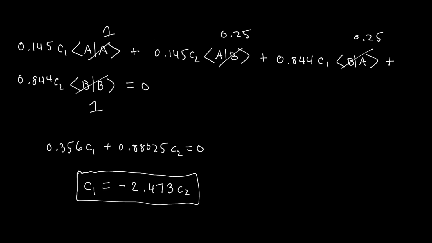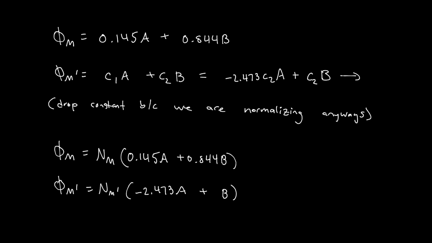So we substitute in <a|a>, <a|b>, <b|a>, and <b|b> into the equation, and we get 0.356 C1 plus 0.88025 C2 is 0, or C1 equals negative 2.473 C2. Now we can plug that into the equation for phi m prime, writing C1 in terms of C2, to get negative 2.473 C2 a plus C2 b. Since we are normalizing phi m prime anyway, we can just drop the C2 constant.